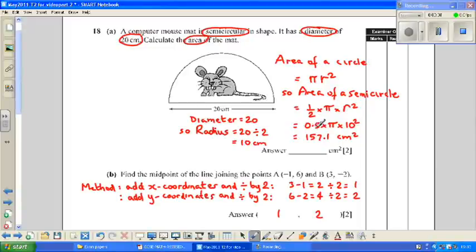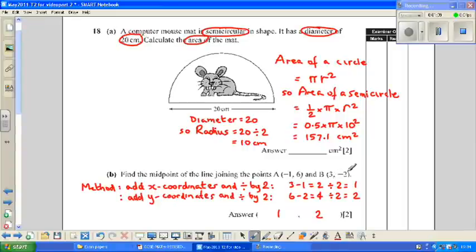So then we can substitute some numbers in. So half is obviously 0.5 times pi. Don't forget your pi key on the calculator, times the radius squared. And we know the diameter is 20, so the radius, half the diameter, is 10. So that's the radius squared, 10 squared. When you key that into your calculator, you get 157.1.